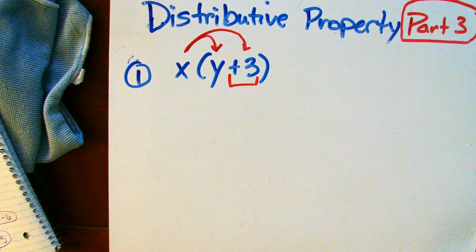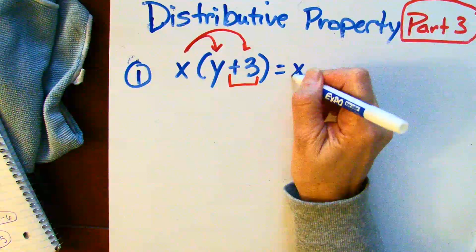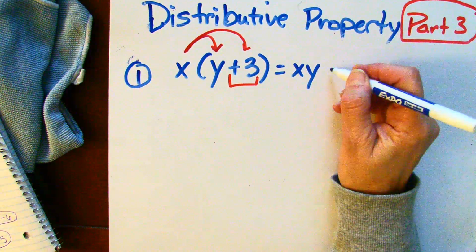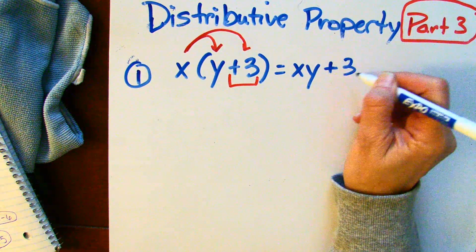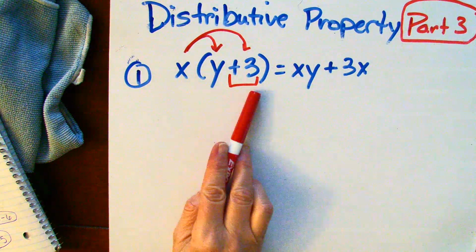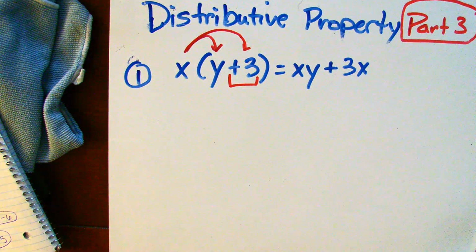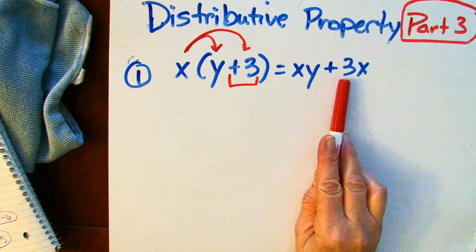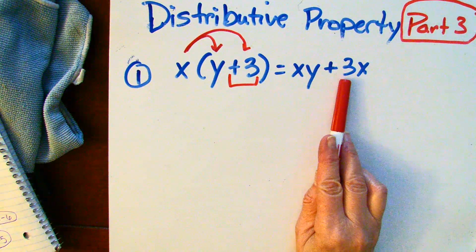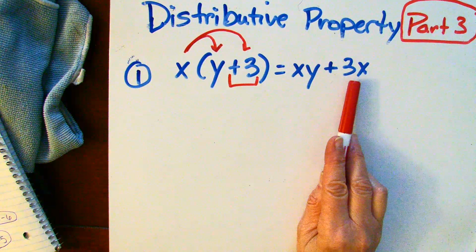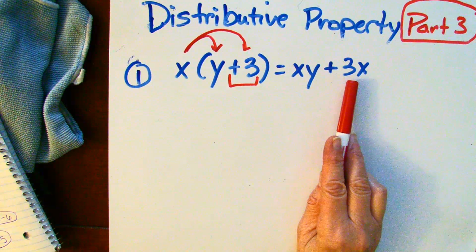So we have x times y is going to give us xy, and then x times a positive 3 is going to give us plus 3x. Now notice I didn't write this as x times 3 or x3, and that's because 3 represents the coefficient of x, and we always write that in front of the variable. And because this is 3 times x, or x times 3, we can apply commutative property and change the order, making x3 to 3x.